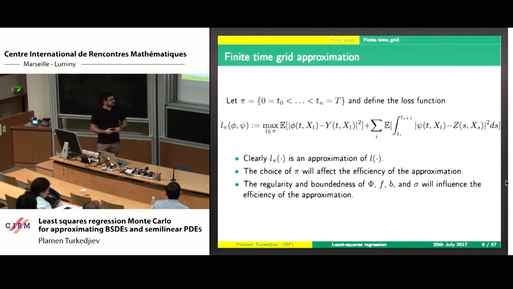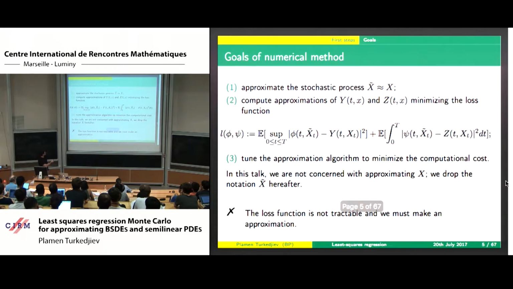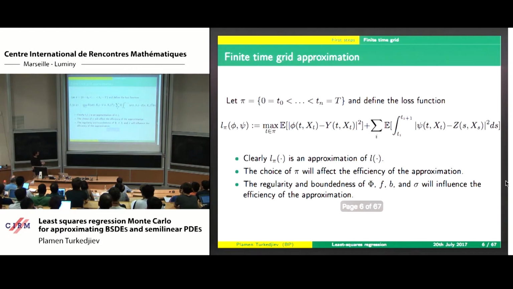So the first stage of the approximation is actually to impose a time discretization. One of the terms that was bothersome in the previous equation is this sup which appears in the expectation here. This is very difficult to implement. So what I'm going to do is introduce a finite and deterministic time grid, and I'm only going to measure the error in y on points in that time grid, and compute the maximum expected error along that time grid.